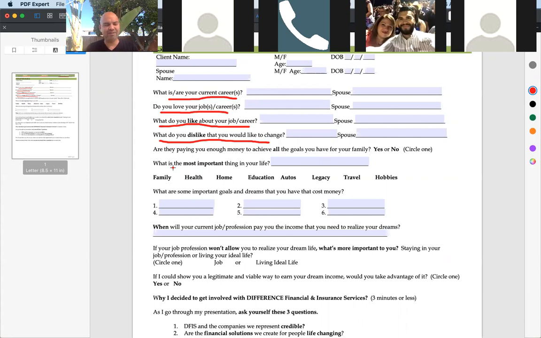And if they're like, man, I don't really know, you can give them an example. I mean, is it your family, health? Is it your home, education? And maybe you want cars. Does it leave a legacy? Is it traveling? Do you have some hobbies that you're really passionate about? A lot of people are obviously going to say it's their family, right? Especially if they're married or have children. That's their primary motivator. Some people will tell you it's their career at this point, just kind of getting established.